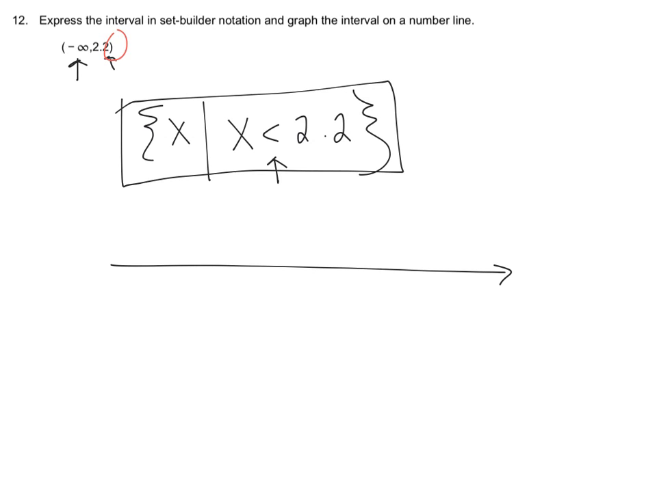Now I'm going to graph this on a number line. To graph it, you'll just find 2.2 on your number line. And 2.2 is not included in the set, so we're just going to write that with a parenthesis. And x can be any value less than 2.2, so I'm going to shade a left pointing arrow on my line here. And I put an arrow at the end to indicate that x can go all the way to negative infinity.